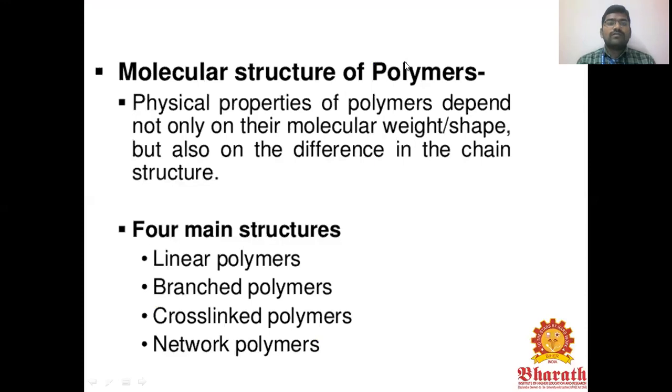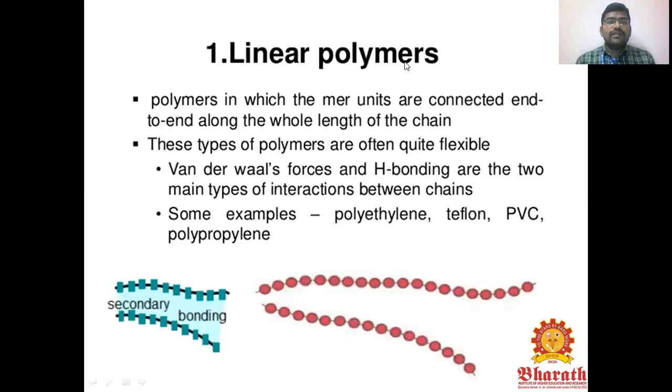The molecular structure of polymers. The physical properties of polymers depend not only on their molecular weight and shape, but also on the chain structure. The four main structures are linear polymers, branched polymers, cross-linked polymers, and network polymers. Linear polymers are polymers in which the repeated units are connected end to end along the whole length of the chain. These types of polymers are often quite flexible.